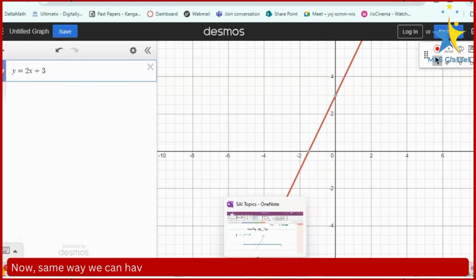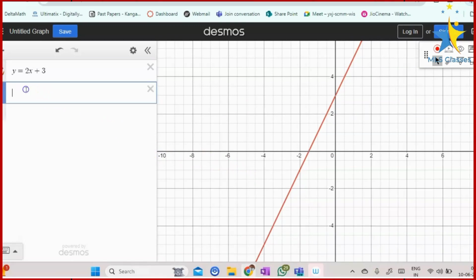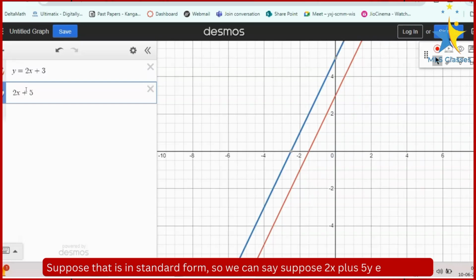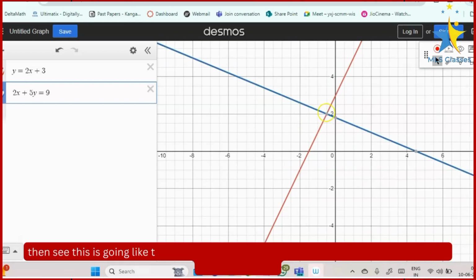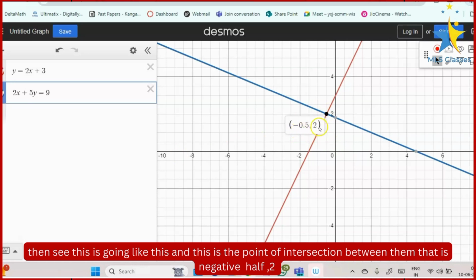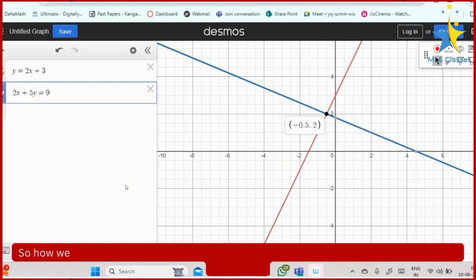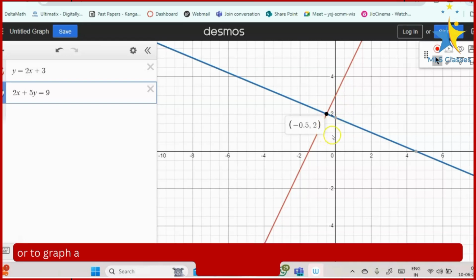Now in the same way we can have a system of equations. Let's take one more graph, suppose that is in standard form: 2x plus 5y equal to 9. Then you can see the lines intersect, and this is the point of intersection between them, negative half comma 2, and that is the solution of these two equations. This is how we can use the Desmos graph, or any graphing tool, to solve a system of equations or to graph one equation of a line.